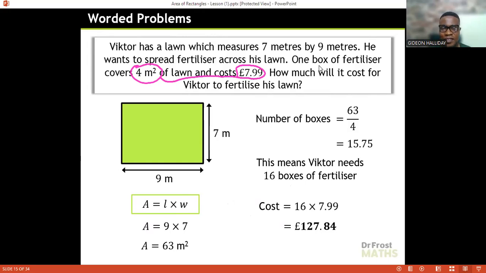All right, we'll stop here. I'm sure you learned how to find the missing side when you have the area of the rectangle or the square and one side.